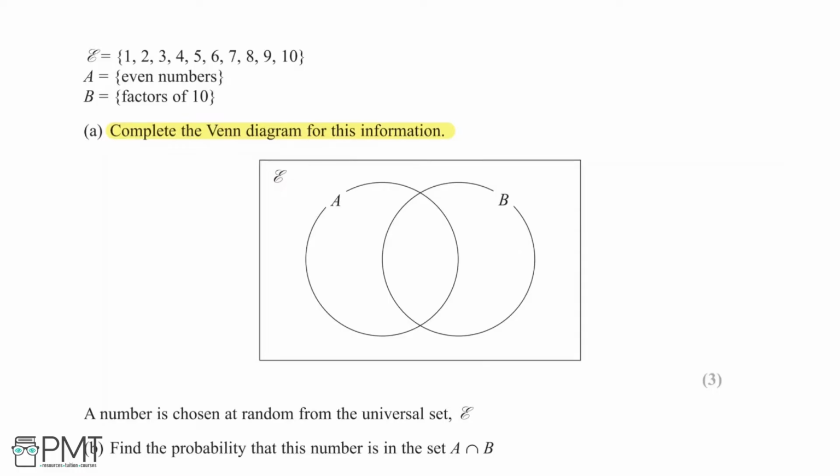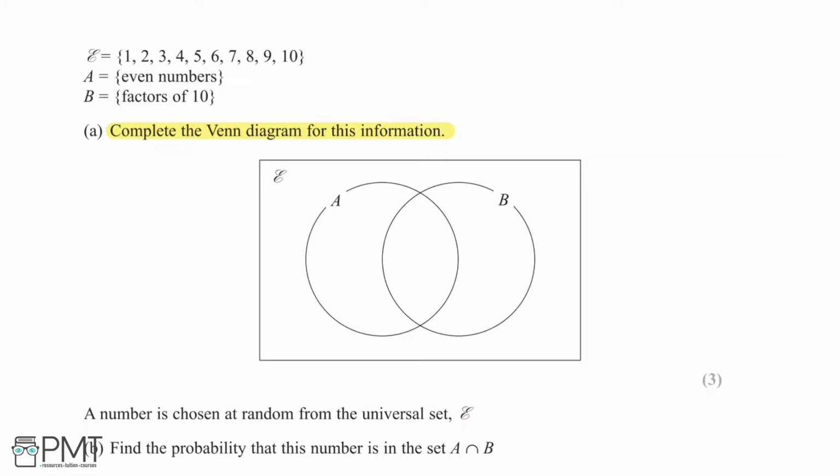So, what I'm going to do is go through the numbers one by one and assign them, okay? So A is even numbers, this region here, all the way here, is just even numbers. This overlap is even numbers and factors of 10, and this region B, where there's no overlap, is just factors of 10. Any other numbers will go outside of the Venn diagram inside this box, okay?